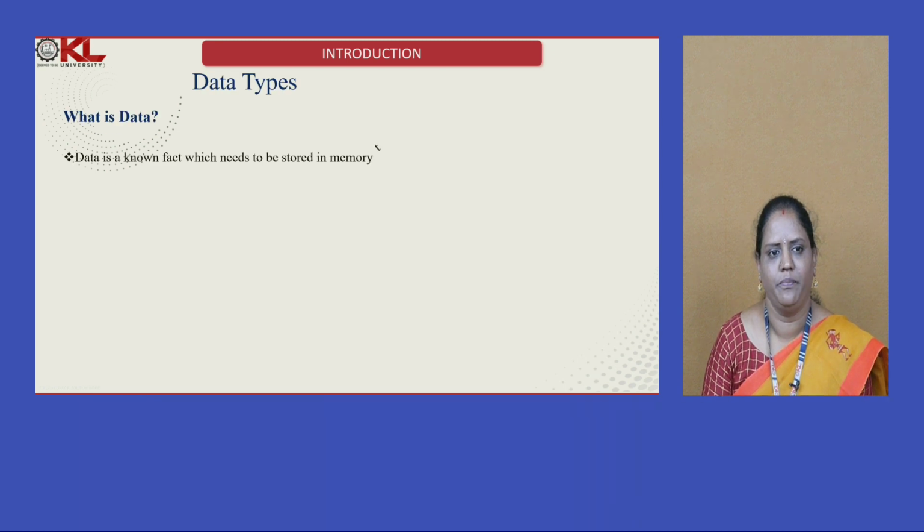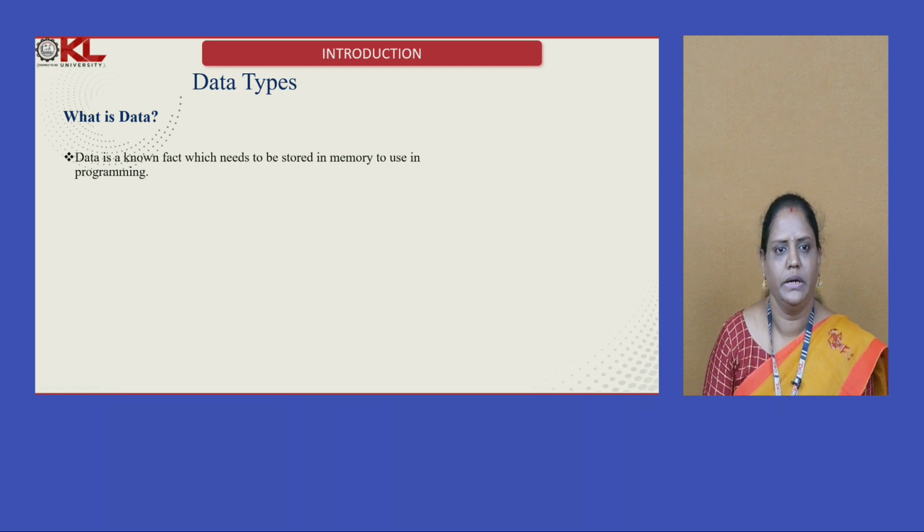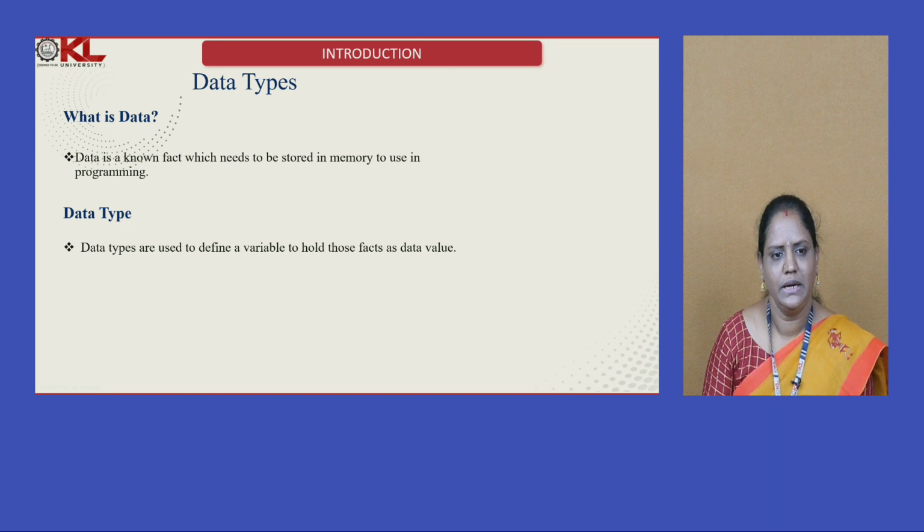Now what is data? Data is known as a fact which needs to be stored in memory to use in programming. So data is nothing but the values that we are storing in computer memory. Now data types. The data types are used to define a variable to hold those facts as data values. They represent what type of value you are going to store in the computer memory.